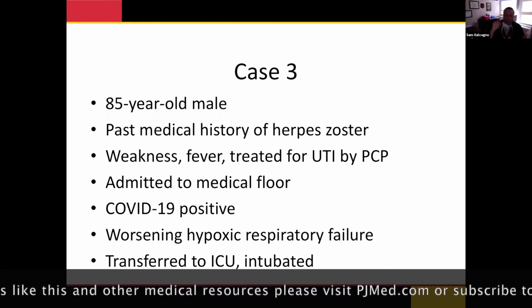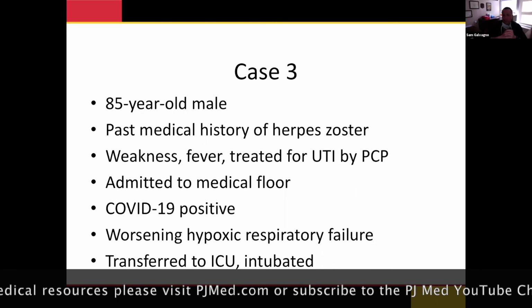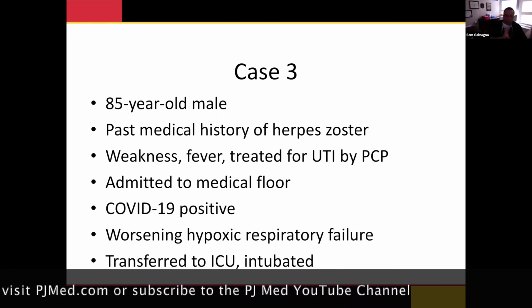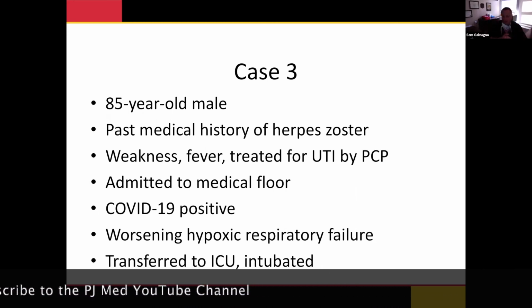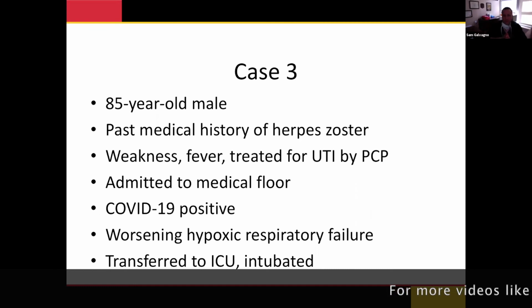He's weak. He's got a fever. He's treated for a urinary tract infection by his primary care provider. Doesn't get better, okay? Gets worse. He gets admitted to a medical floor. They do a COVID test on him. He's positive. And now he's got respiratory failure. So he's not a DNR.